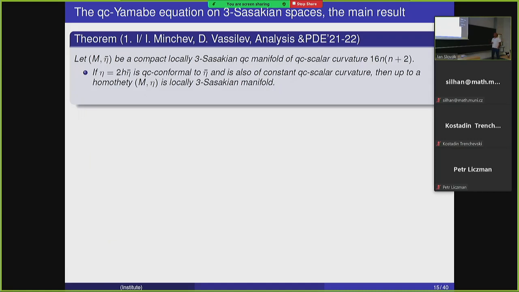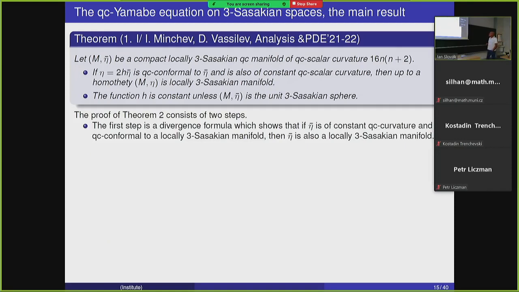And the conformal factor, the function h, is constant unless the space is the unit 3-Sasakian sphere. So this problem has no non-trivial solution, otherwise, except the sphere. And so the proof of this theorem consists of two steps. The first step is to write a divergence type formula, which shows that if eta bar has constant QC scalar curvature, then the new space should be again locally 3-Sasakian. So actually this is the difficult part.